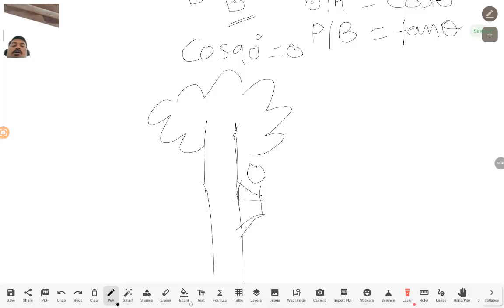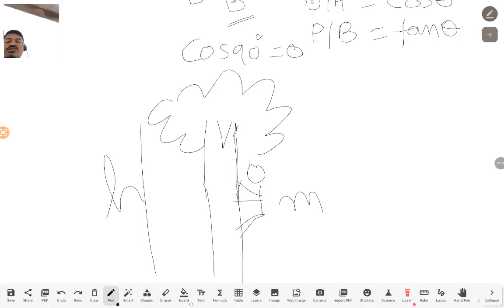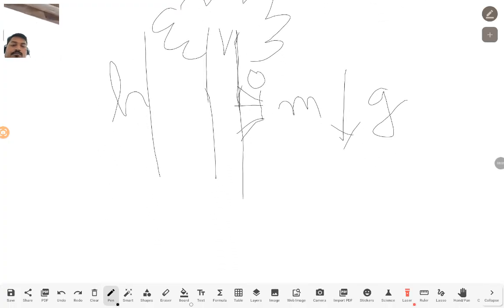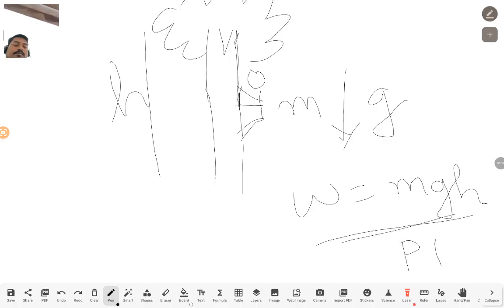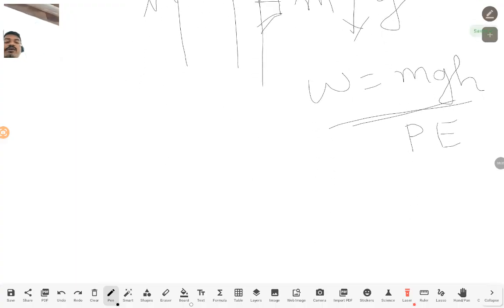Now suppose there's a tree and you are climbing on a tree. Okay, I know that my drawing is very bad. I'm not Pablo Picasso. Just consider your mass is m, height of the plant is, let's consider h, acceleration due to gravity is g. So we can write w equal to m g h. This is the formula of the potential energy. Clear? Now we have to use the application of trigonometry.